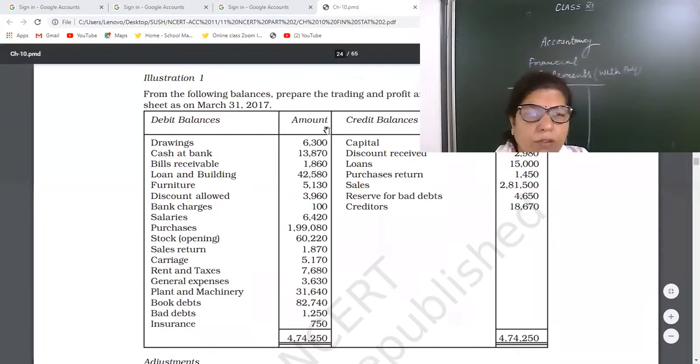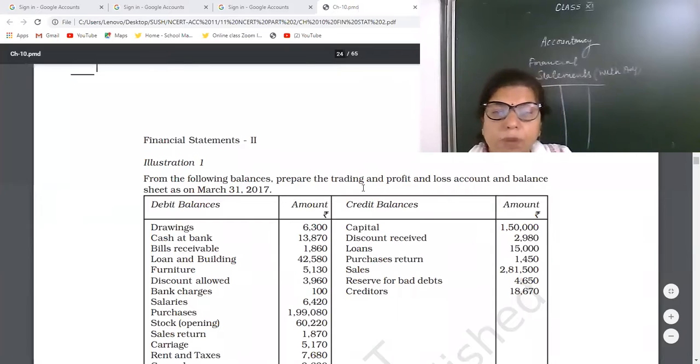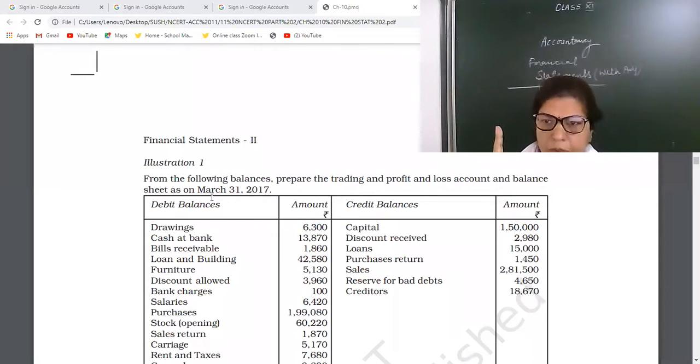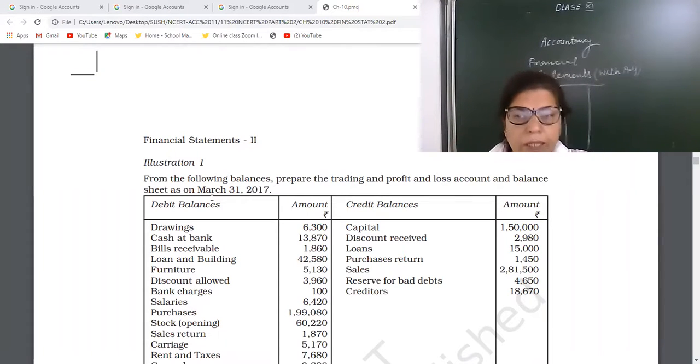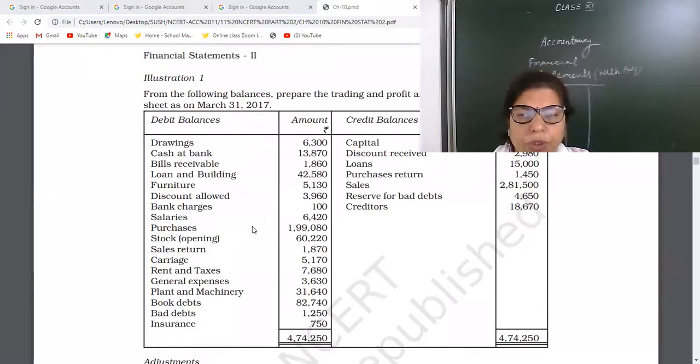See, a question. From the following balances, prepare the trading and profit and loss account and balance sheet. As you know, in financial statements, we prepare trading and P&L account and balance sheet. And here on 31st March 2017, we are going to prepare trading, P&L and balance sheet. So first of all, in this given question, you should note down the question if you want.